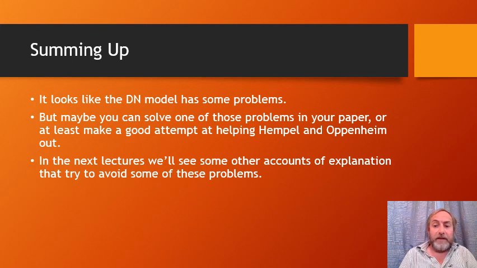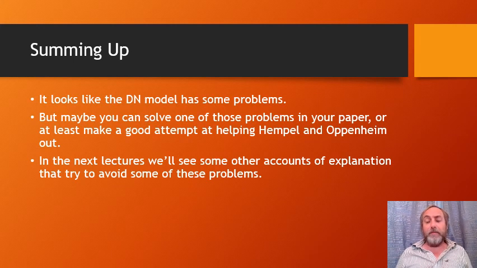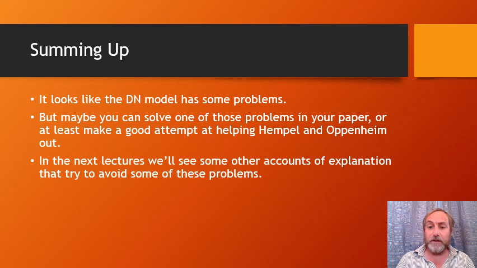So, in summing up, the DN model definitely has some problems. A good paper would be to take one of these objections and try to help Hempel and Oppenheim out, and respond on their behalf. Write a paper saying, Scriven or whoever points out this objection to the DN model, but actually there's a way that the DN model can handle it if we do such and such, right? So that's a good paper.